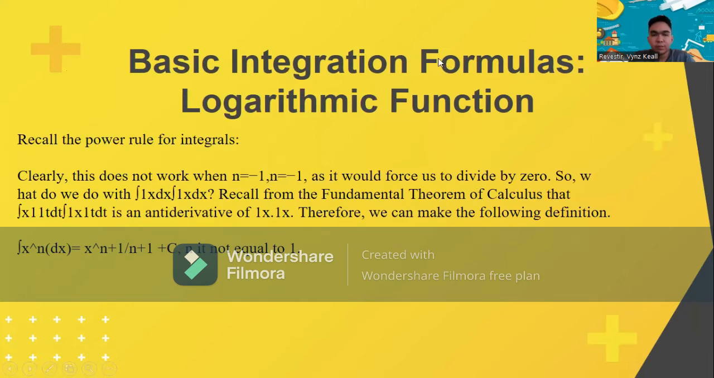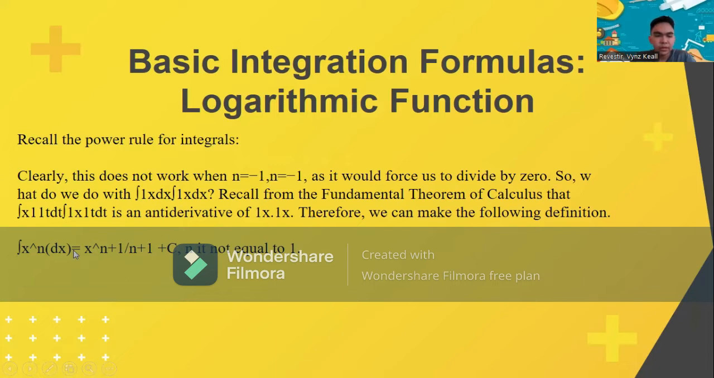Next, the basic integration formulas for logarithmic functions. First, we are going to recall the power rule for integrals. If n is equal to -1, we cannot solve the problem because it would force us to divide by 0. So we recall the fundamental theorem of calculus: the integral of 1/x dx is the antiderivative of 1/x.